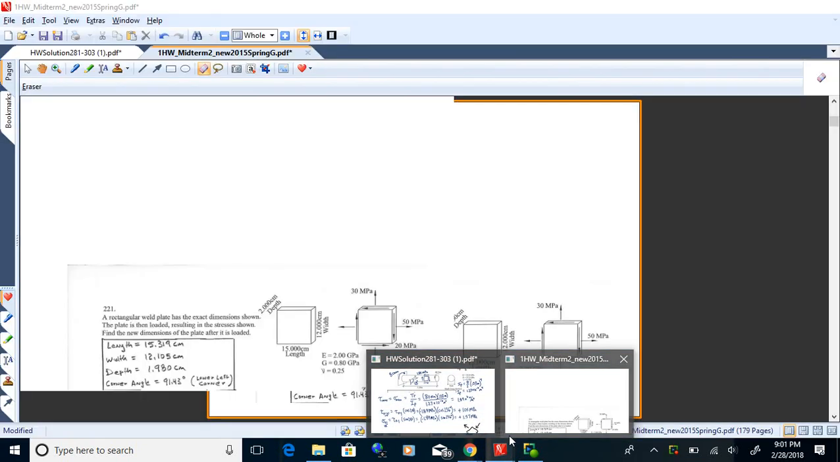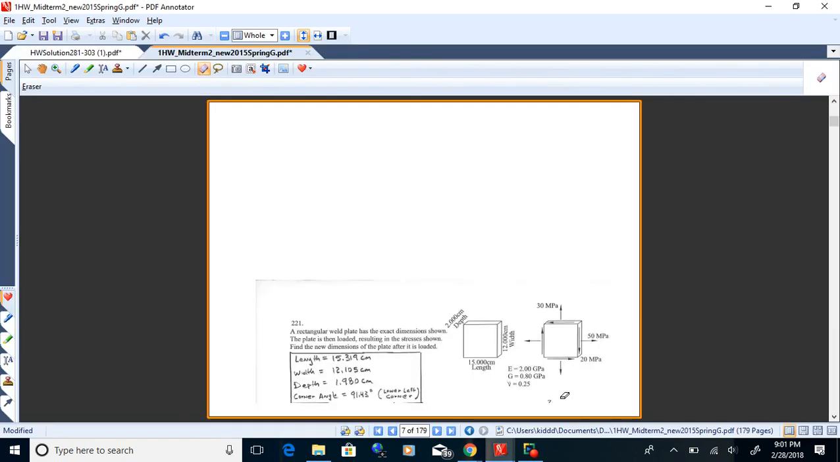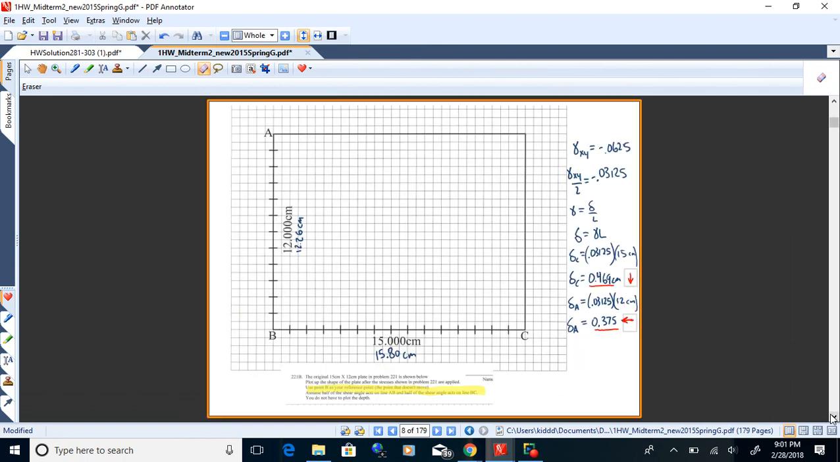Let's have a look at some of the homework here. First one is one of the problems that I already did here. It was this one, I think, anyway. Let's have a look. Yeah.